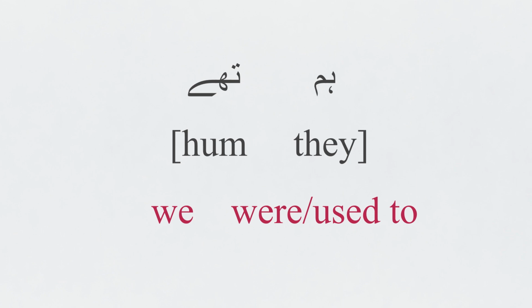Now this is the basic sentence. मैं थी, I used to or I was. मैं थी, मैं था, and you cannot use मैं with थे because थे is for plural. So हम थे, we were. Now that we established the foundation of the sentence, let's move forward.